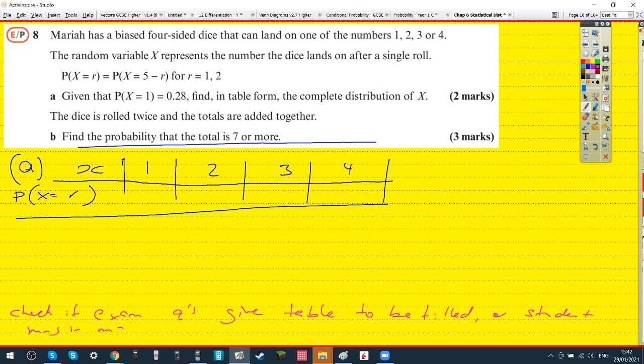So they put some sort of thing like R is for 1 and 2. Does that mean I put 0.28 for the first answer, basically? So I believe that's 0.28. Yeah. Okay.